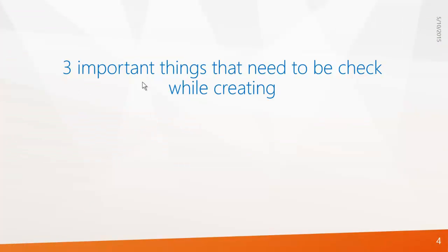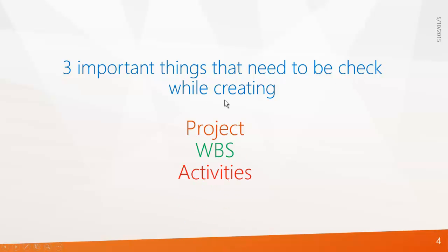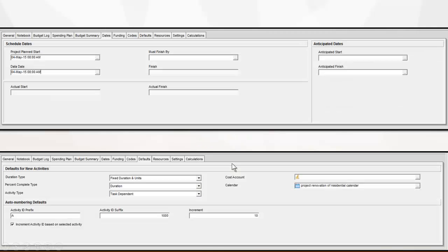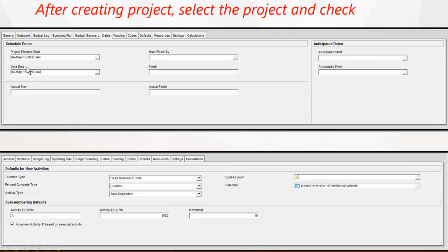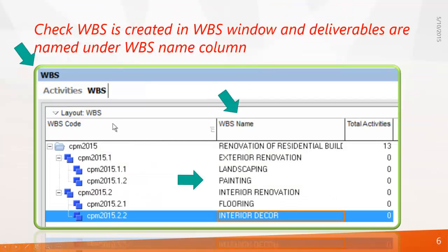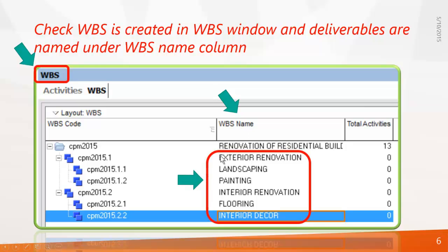Now, when you create a project in Primavera, there are 3 important things that need to be checked while creating projects, WBS and activities. Once you create the project in Primavera, select the project and look at the detail window. Here, go to dates and make sure that the plan start and the data date are the same. After that, click on defaults and check the calendar. After that, open the project and go to the WBS window and check that all the names you have given are under the WBS name column, because many people make the mistake of giving names under WBS code.